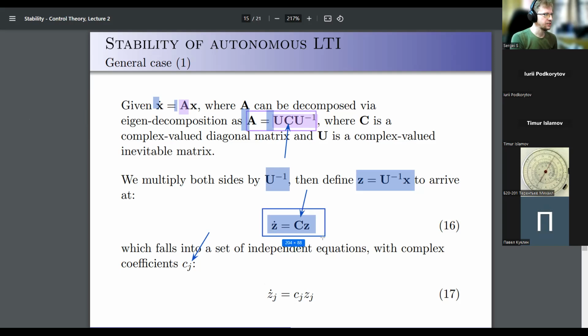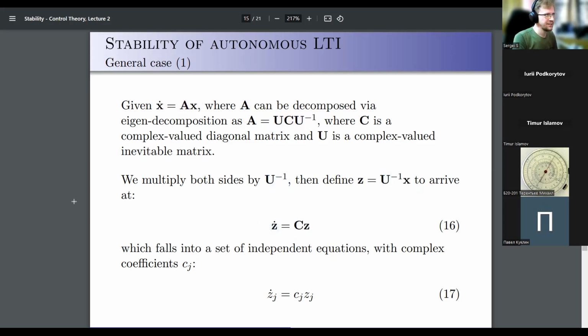As you remember, this is a diagonal system of equations, so they are completely independent. So z1 dot equals c1 z1. Here is equation number G. Let's consider it. So independence at least is preserved. Even though they're complex, we still have the independence of those equations.